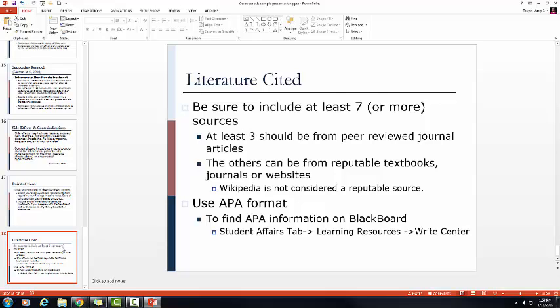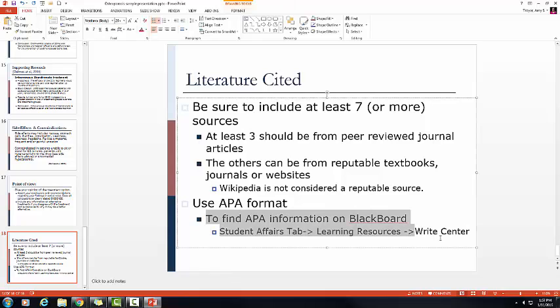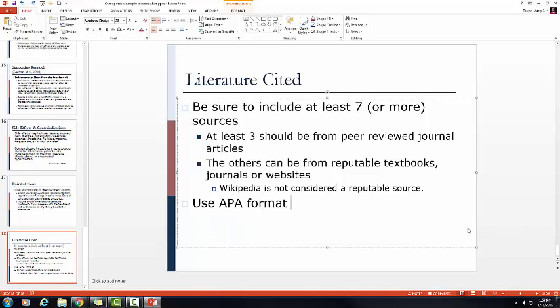Make sure that you use APA as your formatting, and I will change this. It will be on the PowerPoint. We've changed where to find that APA formatting, and I'll make that correct, but I don't have that information right now. So I will fix that for you so that it'll be on this PowerPoint when you go to look at it.